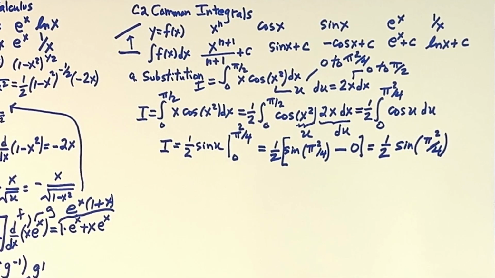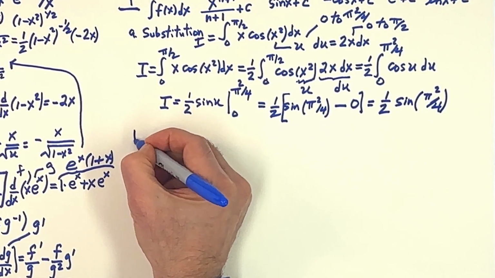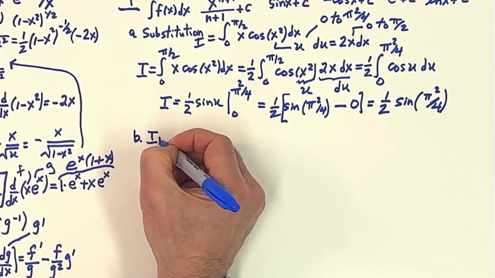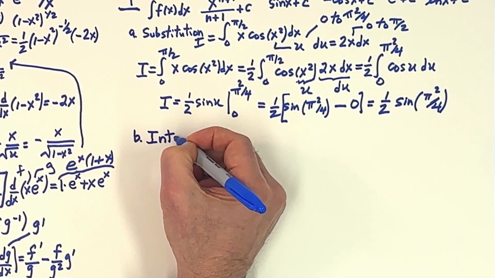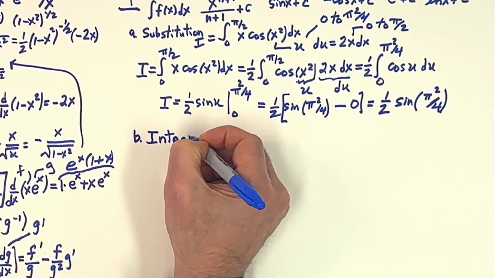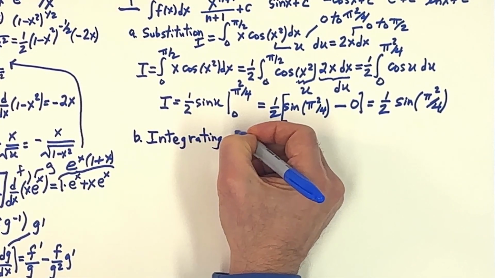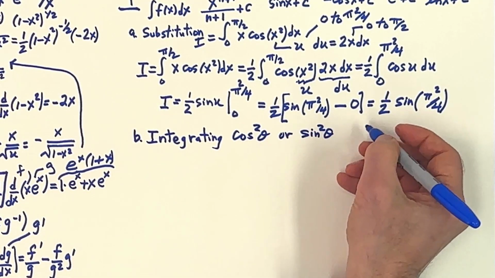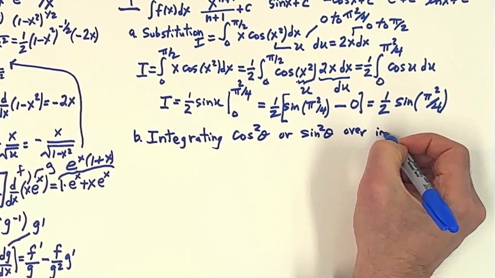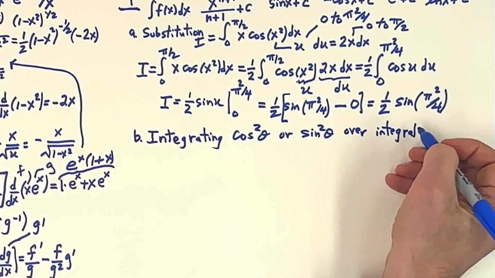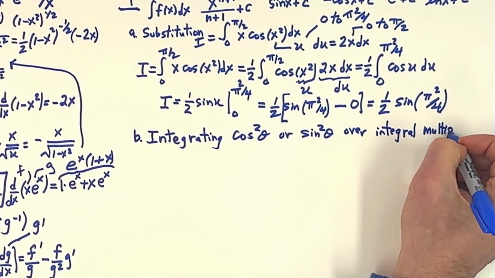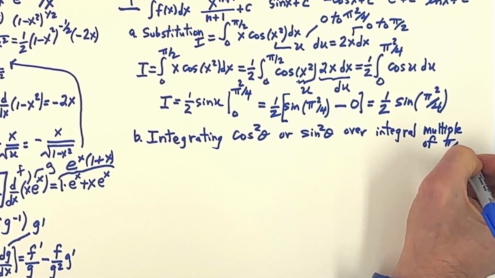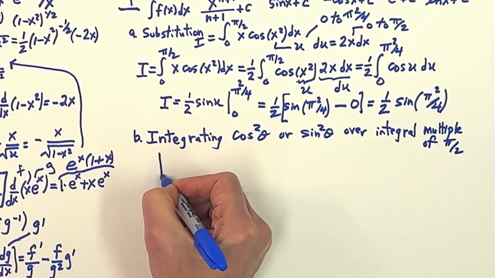So, nice result. Now I'd like to do an integral showing a trick. And this is going to have the title: integrating cosine squared or sine squared of theta over an integral multiple of pi over 2. Now let's look at this.